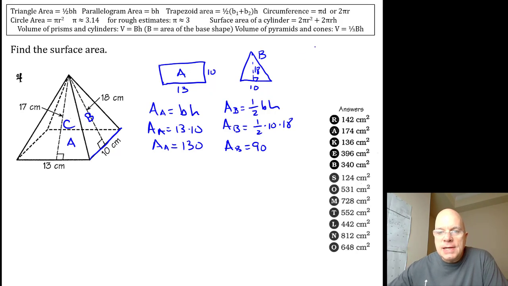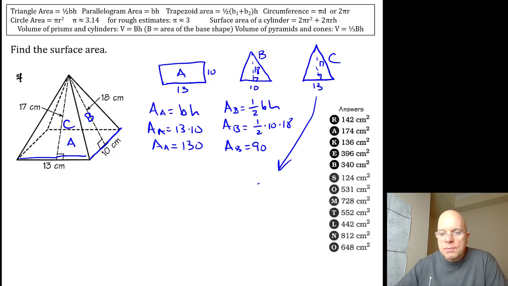The area of triangle C has a base of 13 and a height of 17. Well, that's unfortunate. All odd numbers. I'm going to take this down here where I have more space.